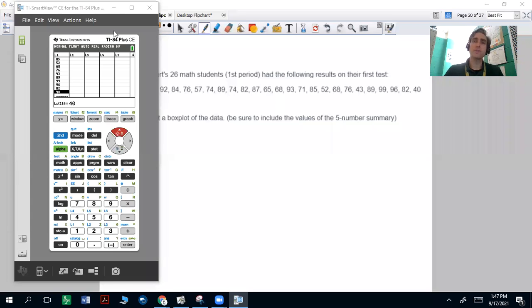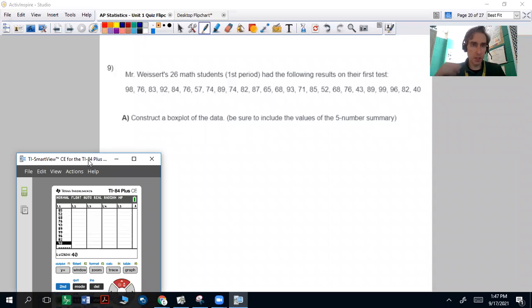Okay, question number 9. This is a free response question, and we'll need to use our calculator. Mr. Weissert's 26 math students, I made these up, by the way, had the following results on their first test. And you can see the data. Construct a box plot of the data. Be sure to include the values of the 5-number summary.